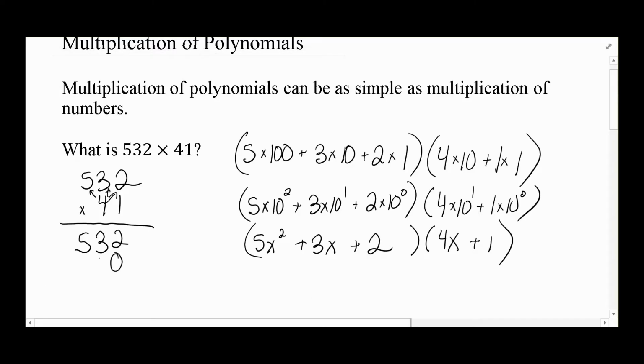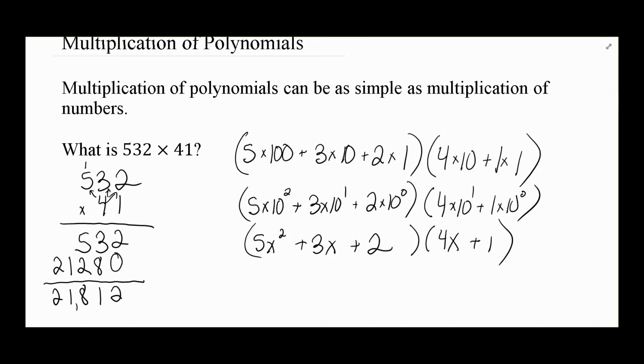So 4 times 2 gets us 8. 4 times 3 is 12, so we write the 2 and we carry the 1. 4 times 5 is 20, with the 1 that was there, we got 21. Now we add. And we get 21,812. Now, the pattern that we have there is wonderful.